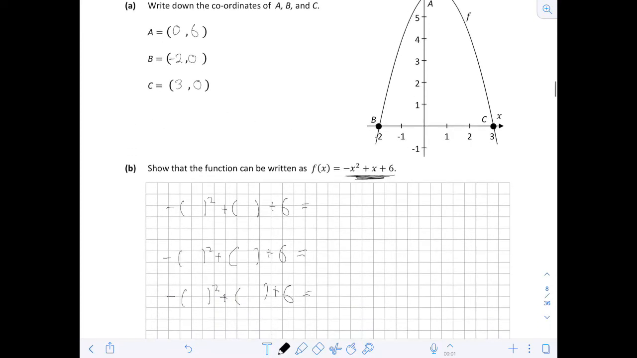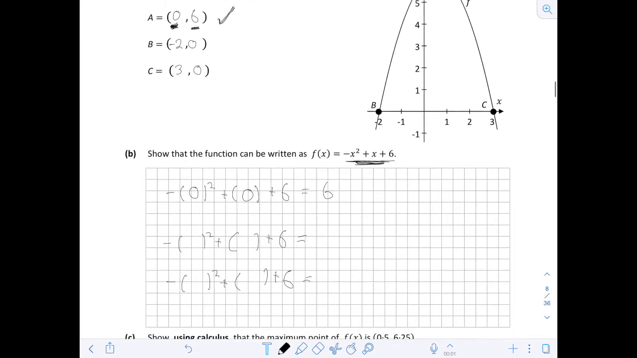Okay, now into this one here, I'm going to put in a 0. That's 0 there. And I hope that the function will spit out a 6. So let's just check that. 0 squared is 0 minus 0 plus 0 is still 0 plus 6 is 6. Yep, so the first one, A, is definitely on our function.